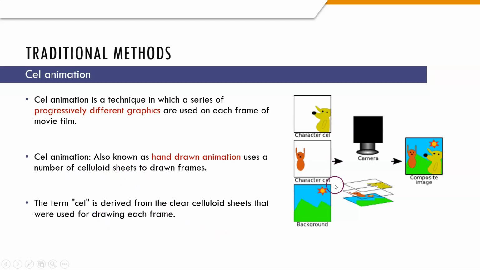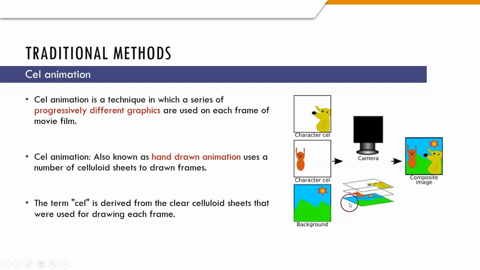Imagine you want to have a composite image where you have two characters and different objects and a background. This is the cell. Character 1 has one cell, character 2 has one cell, one drawing, and also the background. This is the difference of the layers that we have. When you use this, it is using the concept of the computer.